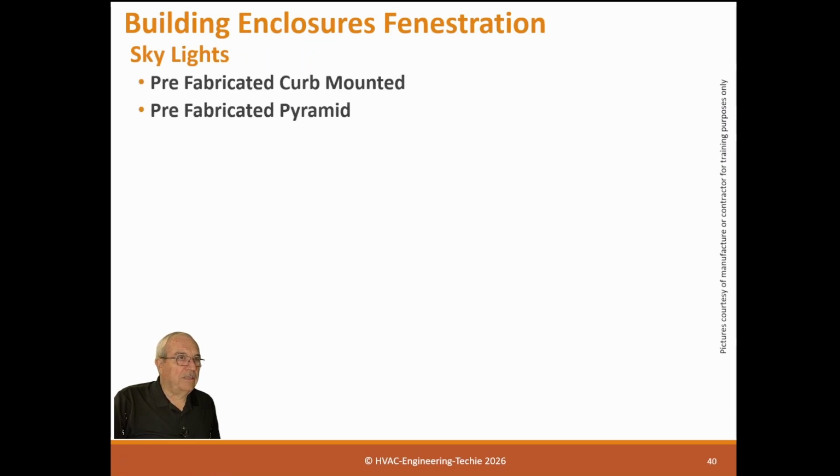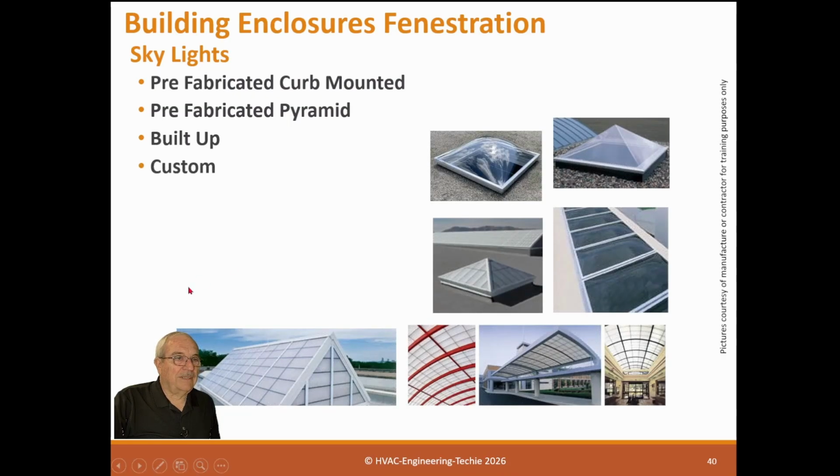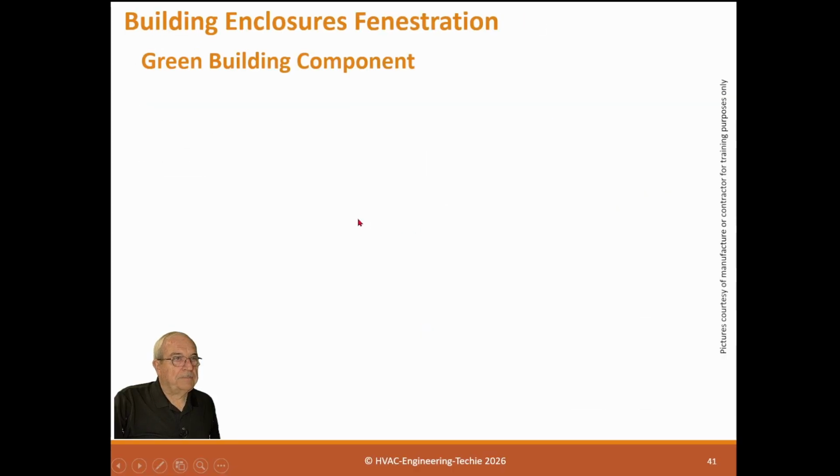Prefabricated curb mounted skylights, prefabricated pyramid, built up, custom. So you can see these different types of skylights, and they're normally built multi-pane because they're trying to limit the transmission of heat. They also may have some low E glass or some other way to try to lower the solar heat gain through the glass.